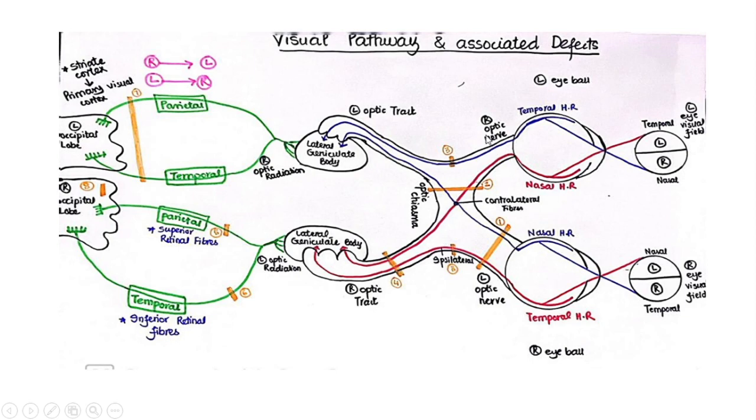As I have marked here only one side, like here I have only marked the right optic nerve, we will talk about both sides, right and left, so that you can interpret when a left sided lesion comes or when a right sided lesion comes.